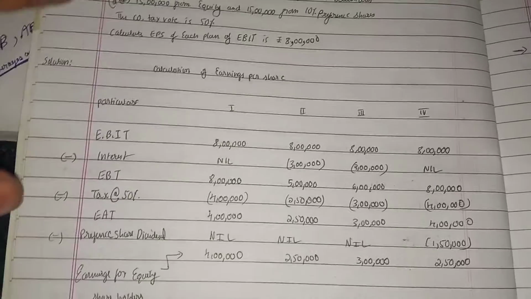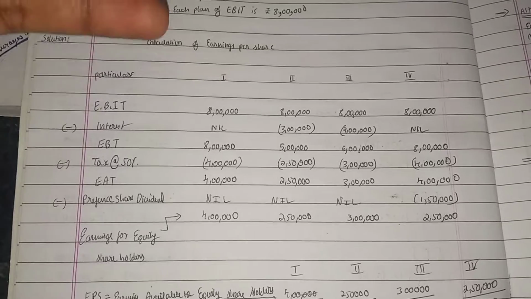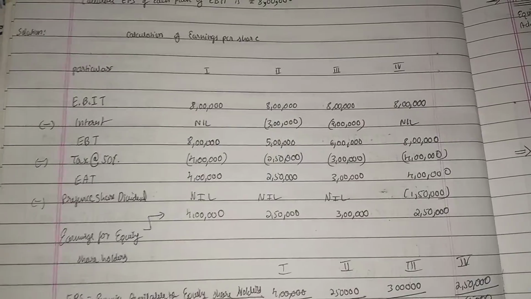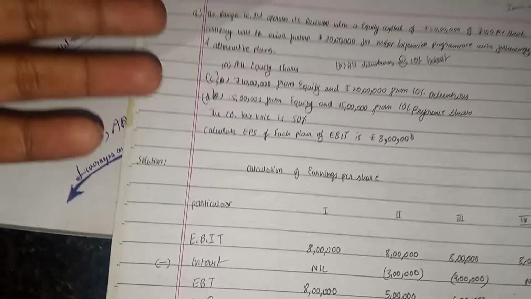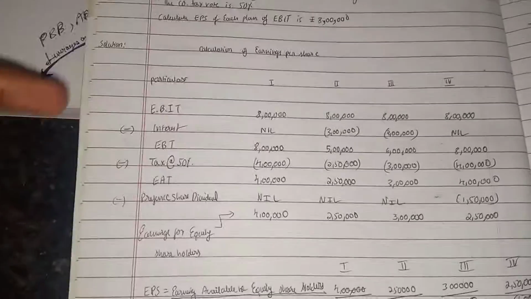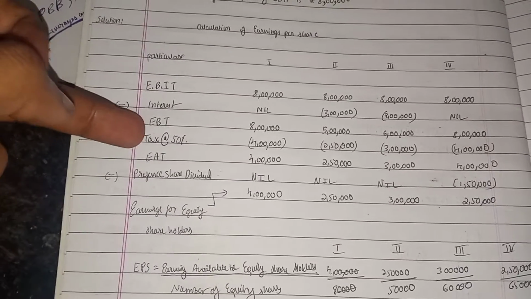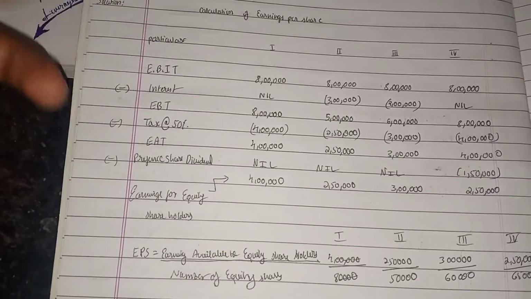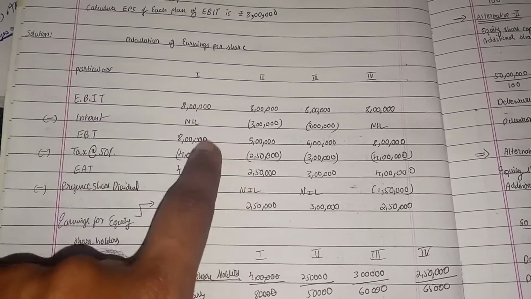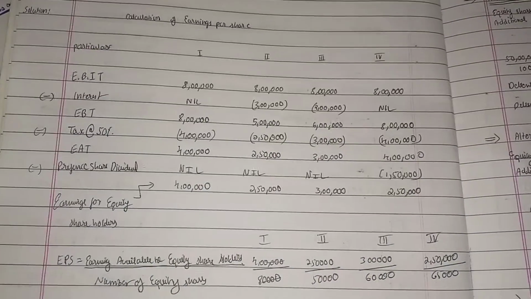Okay, this is the table calculation of EPS, that is earnings per share. Particulars 1, 2, 3, 4 represent alternative 1, alternative 2, alternative 3, alternative 4, four different cases. You can see the four different cases above. EBIT, earnings before interest and tax. EBT, earnings before tax, tax at 50%. EAT means earnings after tax, preference dividend. Okay, you will enter the values. If there is no value, put nil. As I said, brackets represent subtraction.